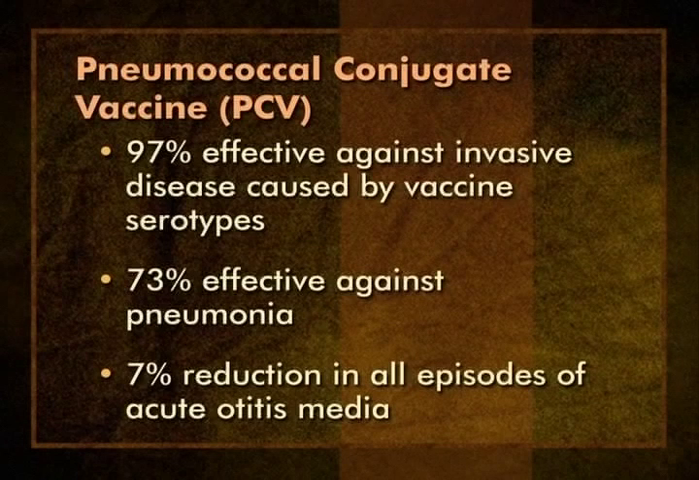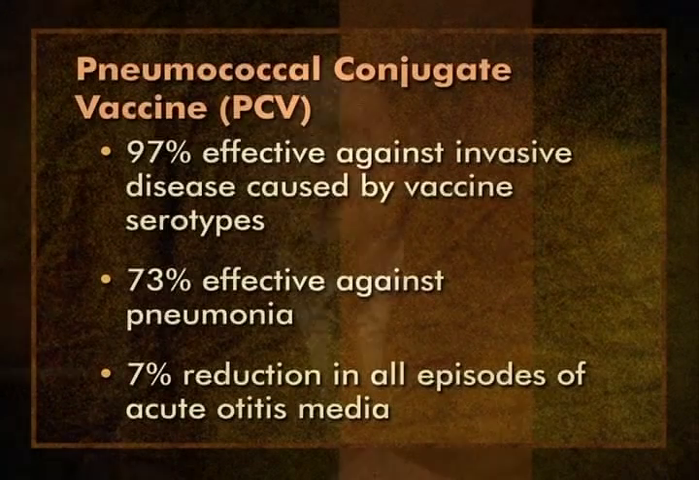Vaccinated children also had a significant reduction in visits for acute otitis media. Overall, there was a 7% reduction in all episodes of acute otitis media. Frequent otitis media was reduced by 9 to 23%, depending on the definition of frequent. And vaccinated children had 20% fewer tympanostomy tubes placed than unvaccinated children. Studies in various populations of children subsequent to the clinical trial have shown a decline of up to 28% in frequent otitis media and tympanostomy tubes. This translates to thousands fewer office visits and thousands fewer prescriptions for antibiotics.